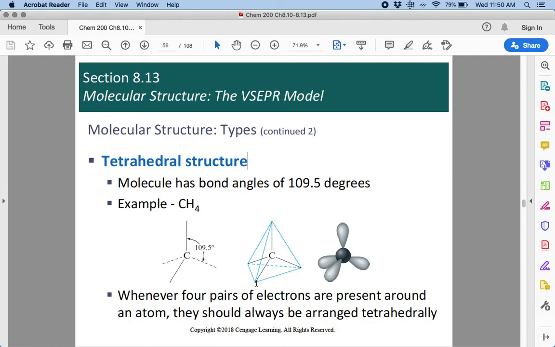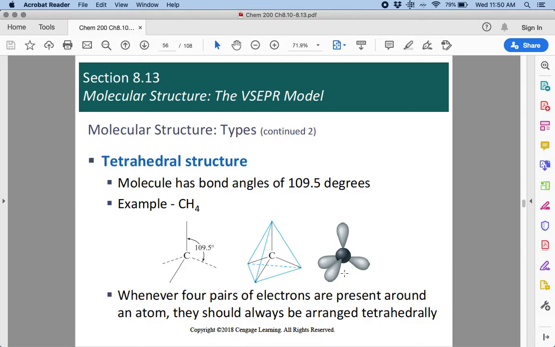And then each of the points in this blue triangle would represent, in this case, we're talking about CH4, a hydrogen. Here's a hydrogen. Here's a hydrogen. Here's a hydrogen. And the carbon is in the very center of it, like in the center of the pyramid. So like I said, this is the first time we're seeing something where it is not planar, okay?